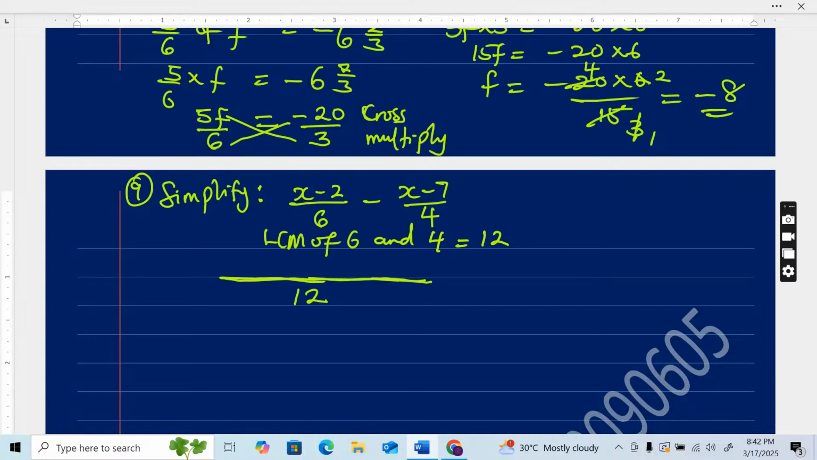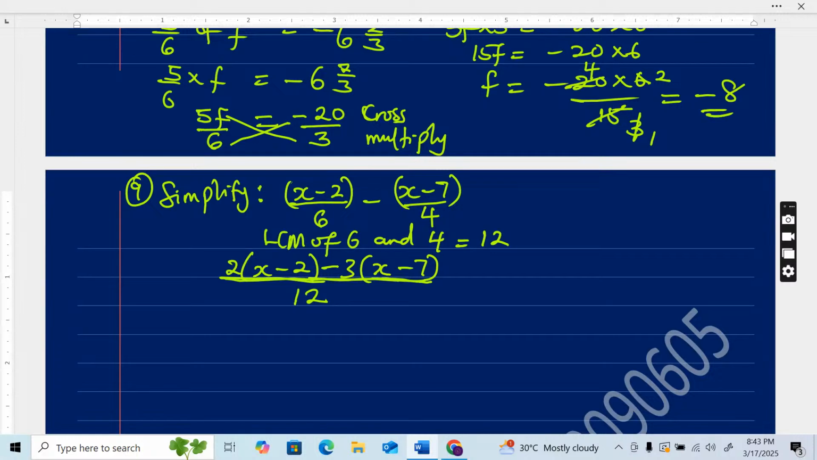And we are going to multiply 2 by the numerator, which is x minus 2. So that will be 2 into bracket x minus 2. We have the minus for the next one. Now for the next fraction, which is x minus 7 over 4, we're going to divide the LCM by 4, which is the denominator. So 12 divided by 4, that will give us 3. Then we multiply 3 by x minus 7. So that's 3 into bracket x minus 7.